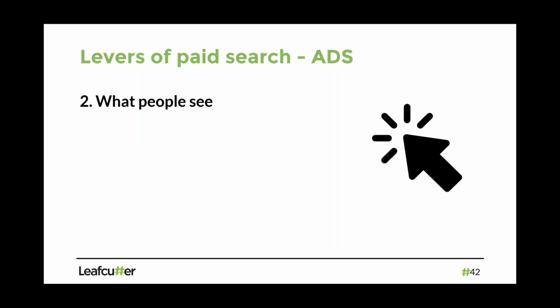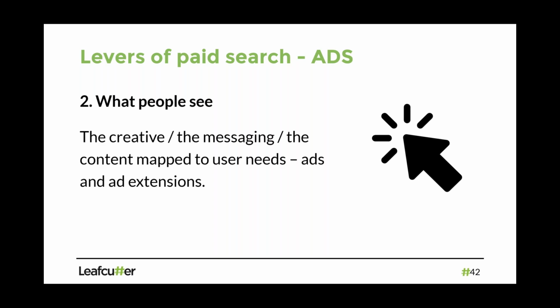Okay, so number one, how we target people. Number two, the ads, what people see when they do their search. That's the creative aspect. That's the messaging. That's about the content that you have mapped back to the personas and their needs. So the ad and ad extensions. I've got a few examples of those in a minute for what we can play with.